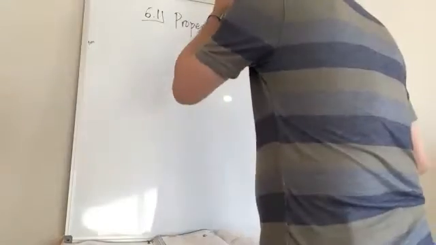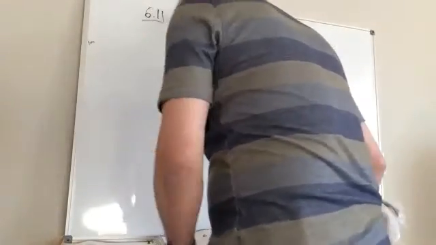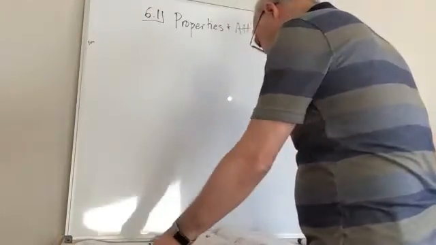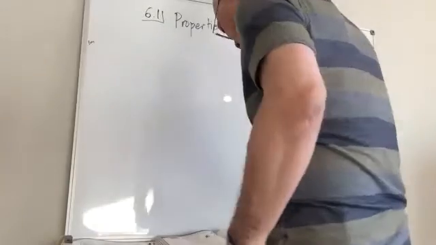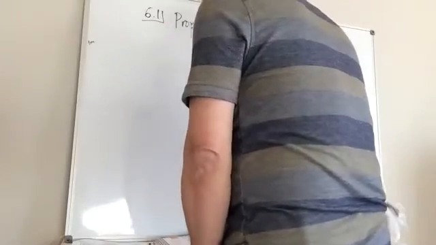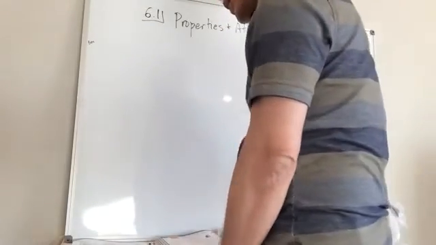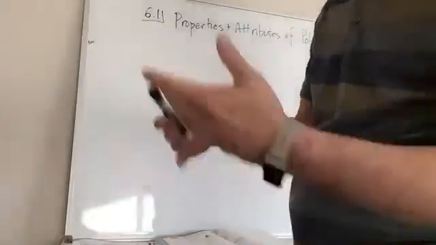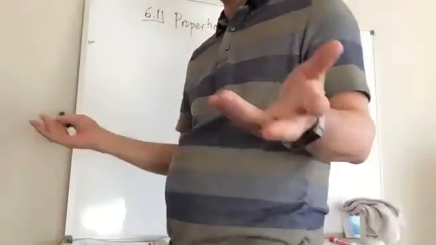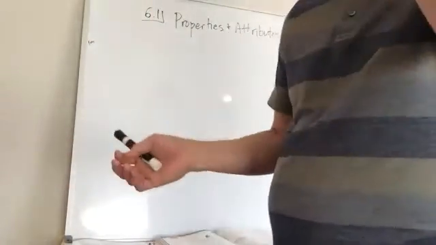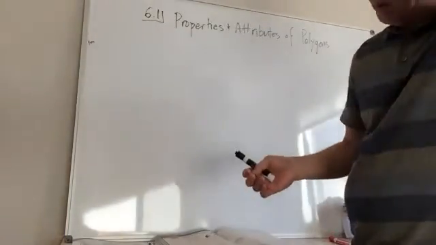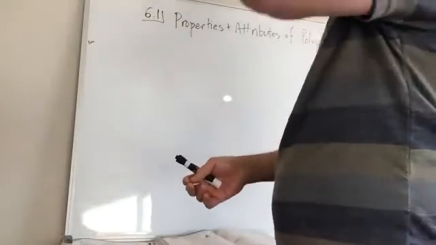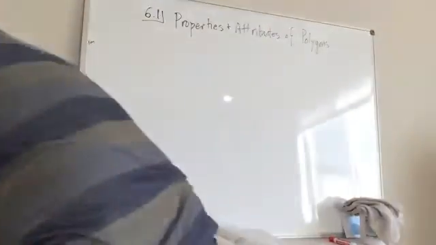Okay, so 6.1, we are on page 394. Let's go ahead, we're talking about polygons. A polygon is a triangle, rectangle, quadrilateral, all these things. You've heard about them before, and you've kind of talked about them.